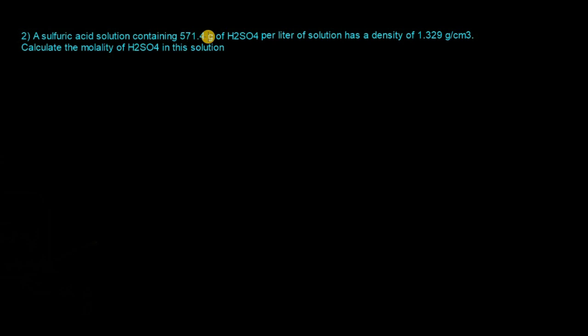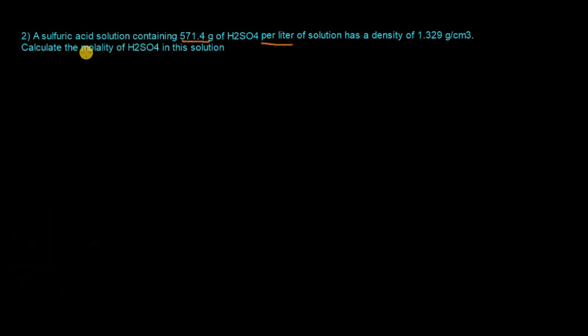So they have given us the mass of the solute. Solute is sulfuric acid here. The mass of solute is 571.4 grams. They have said that there are 571.4 grams of sulfuric acid per liter of the solution. So using this data, if we find the number of moles of sulfuric acid in 571.4 grams, then we can find the molarity, because molarity is nothing but those many moles of the solute per liter of the solution.